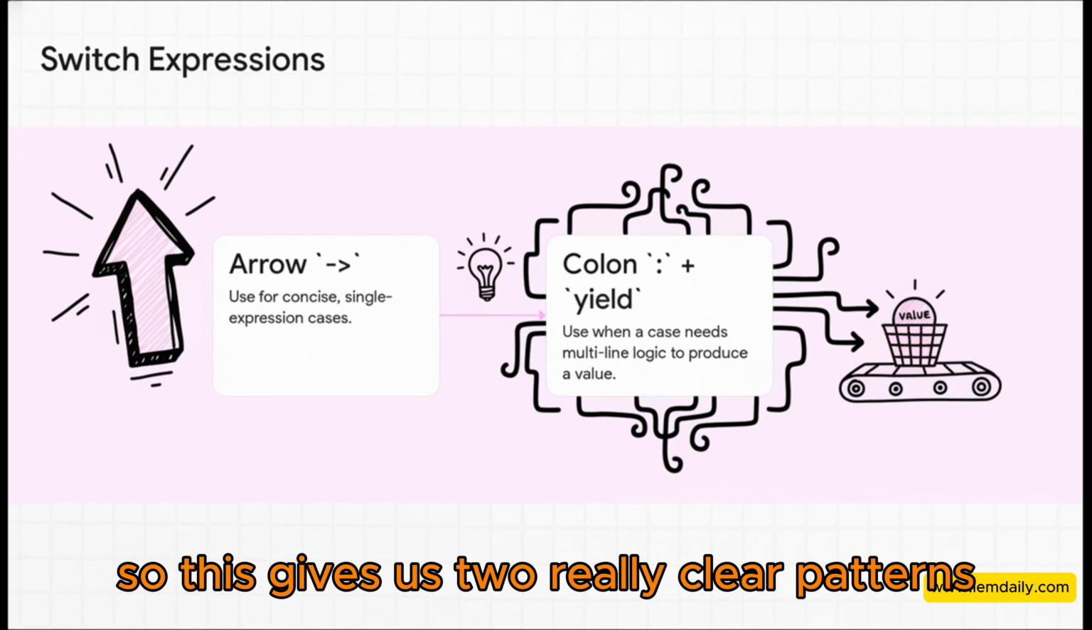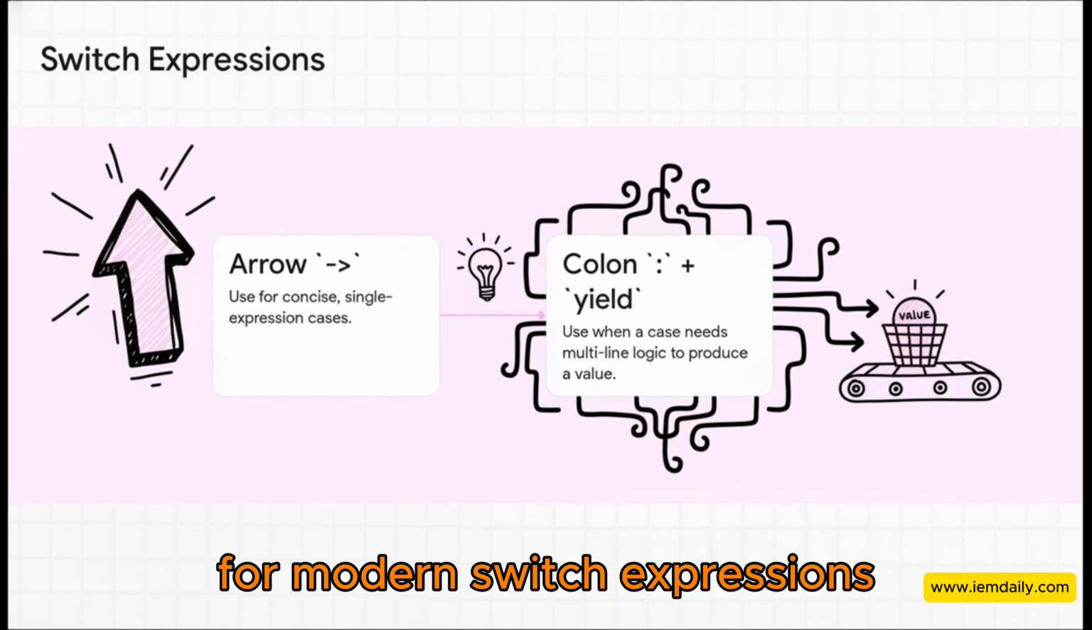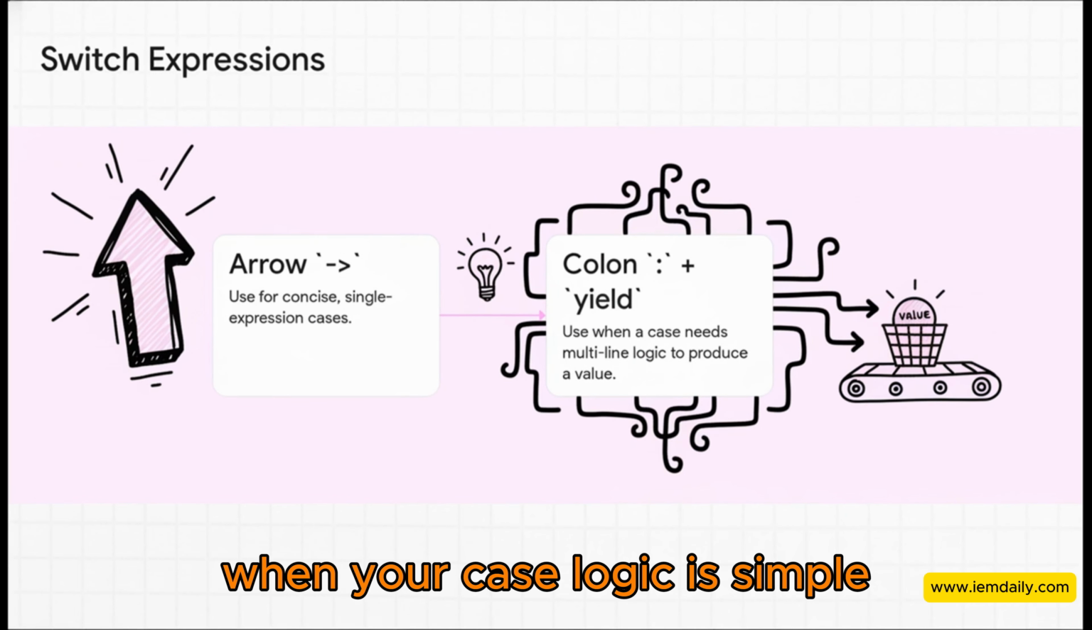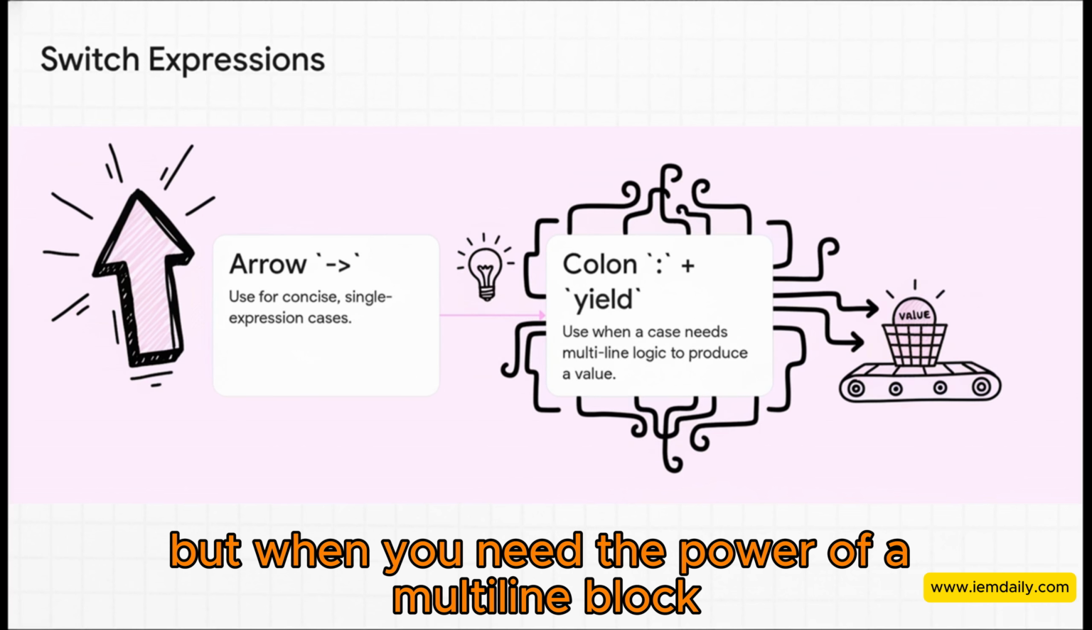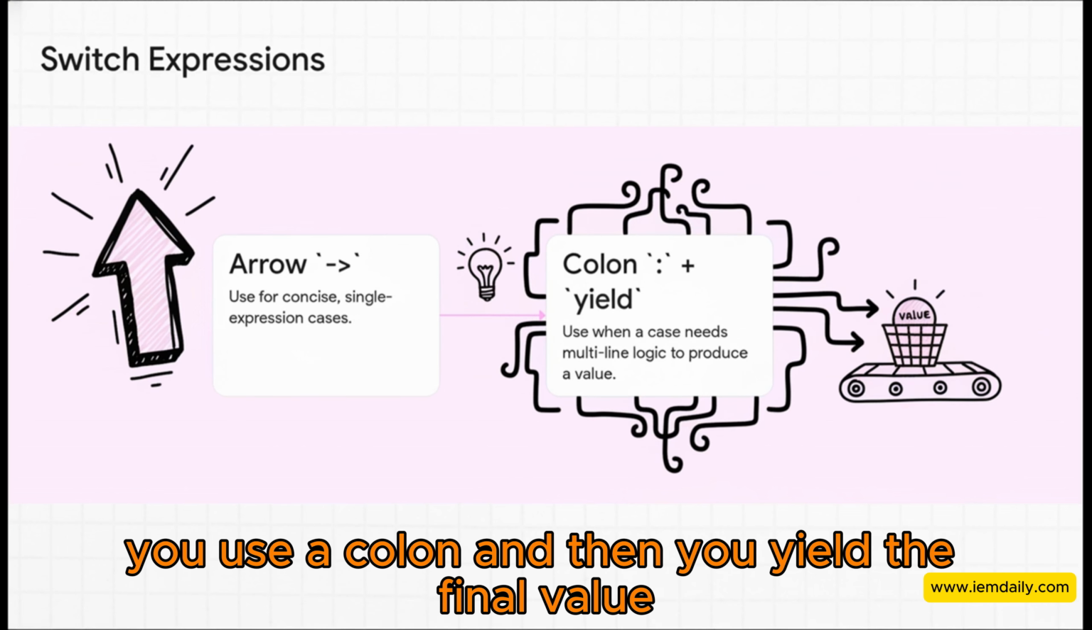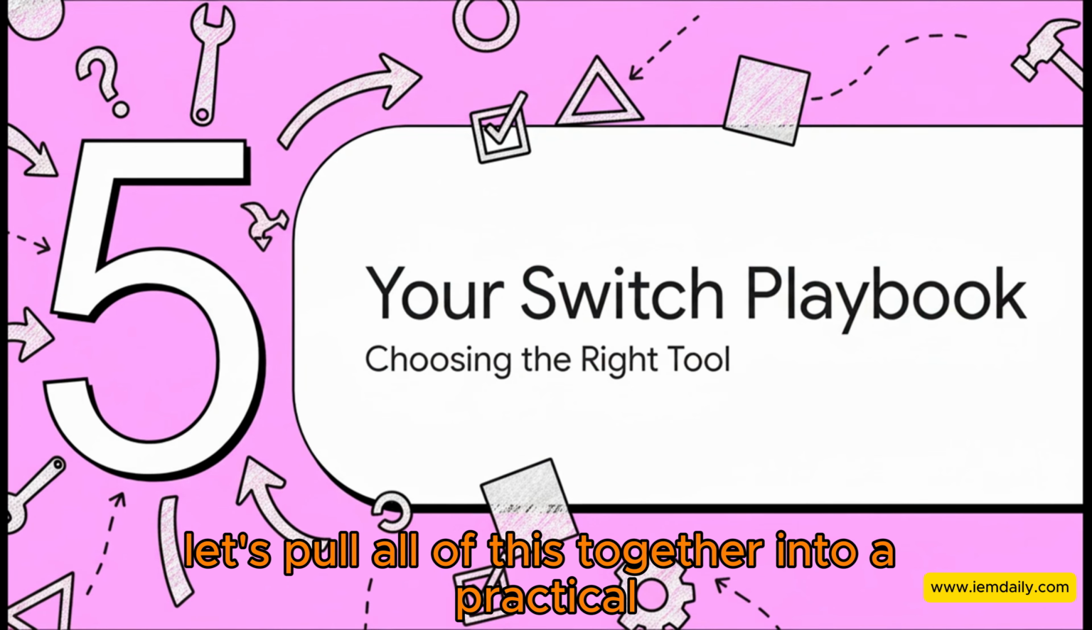So this gives us two really clear patterns for modern switch expressions. When your case logic is simple, just a single line, use that clean and safe arrow syntax. But when you need the power of a multi-line block to do some real work, you use a colon and then you yield the final value. It's that simple. Okay, let's pull all of this together into a practical little playbook.